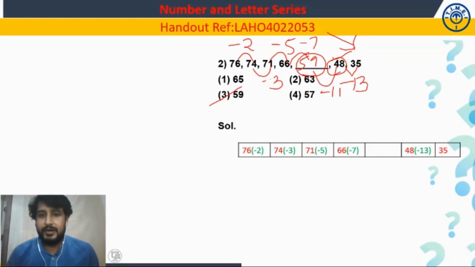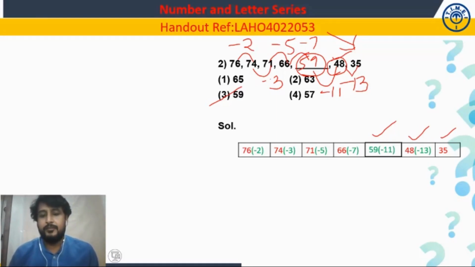76 minus 2 is 74. 74 minus 3 is 71. 71 minus 5, 66. 66 minus 7 is 59. So that is perfectly matching with our third option. We may cross check. 59. 59 minus 11 is 48. Yes, absolutely correct. 48 minus 13, 35. It is already given. So what is the missing number in the series?